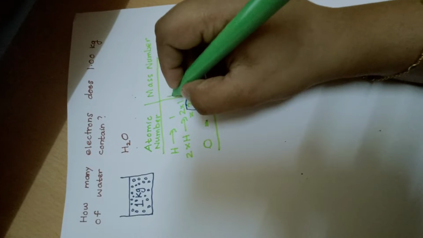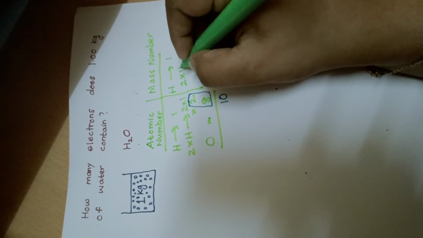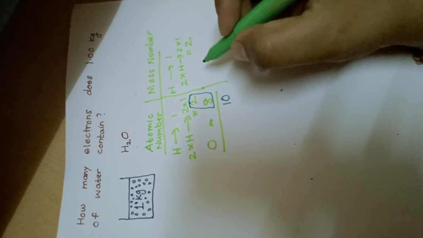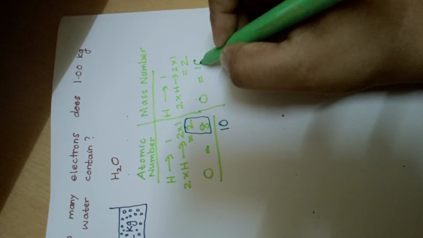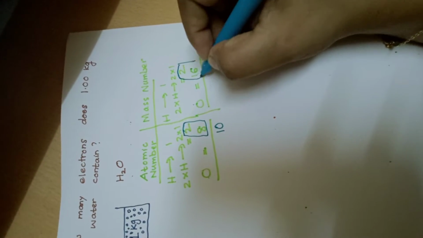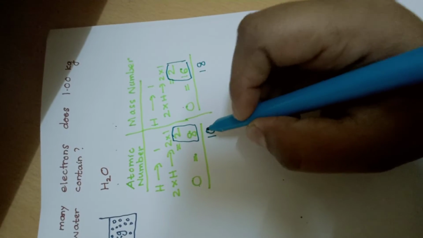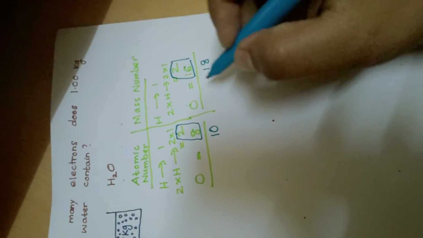Similarly, mass number of hydrogen is again 1. So 2 times hydrogen will be 2 times 1 equals 2. But mass number of oxygen is equal to 16. So now we have total 16 plus 2, 18. So atomic number of water, H2O, is 10 and mass number is 18.